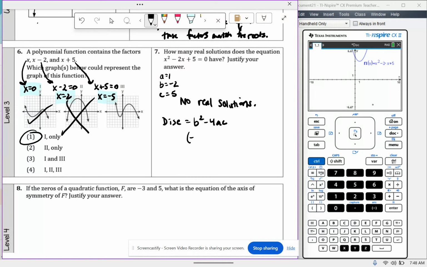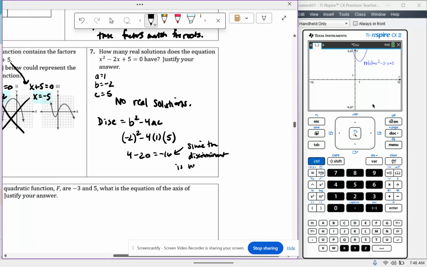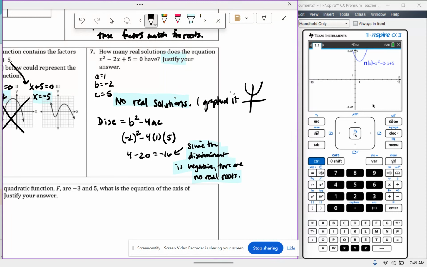So I'm going to do exactly that. I'm going to plug in a -2 for b, a 1 for a, and a 5 for c. I now have 4 minus 20, that's going to be -16. Since the discriminant is negative, there are no real roots. All right, so remember, you write this as your justify, and you could always just say I graphed it and then draw the sketch if you want.